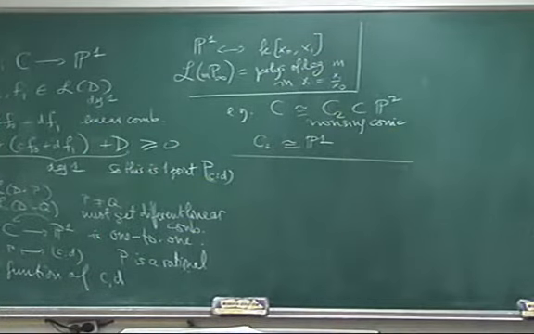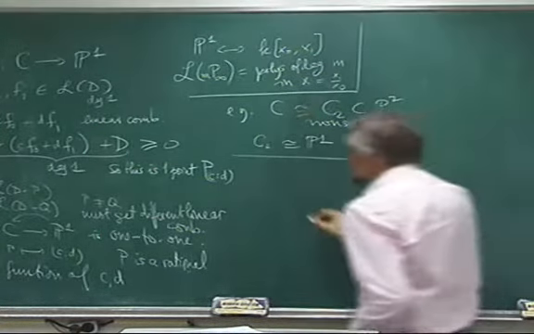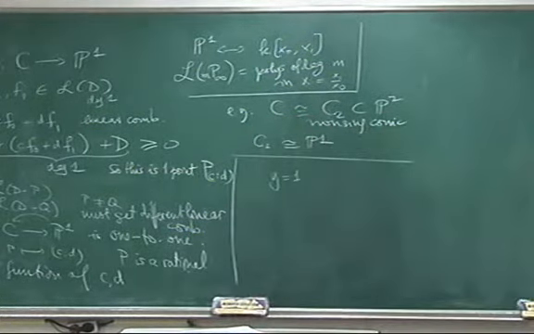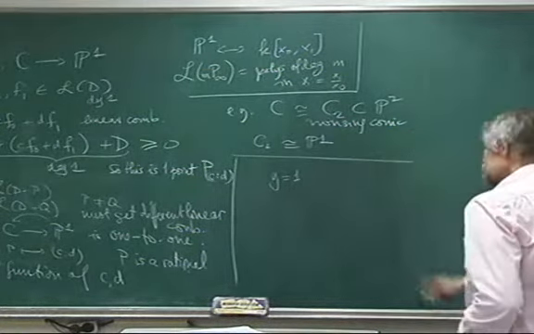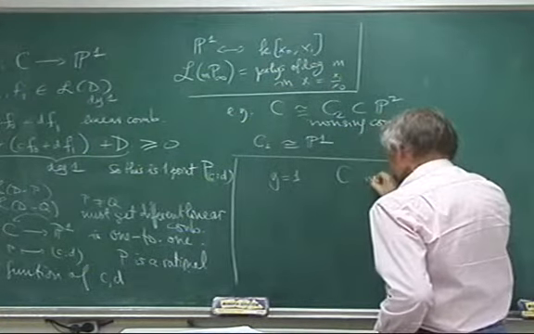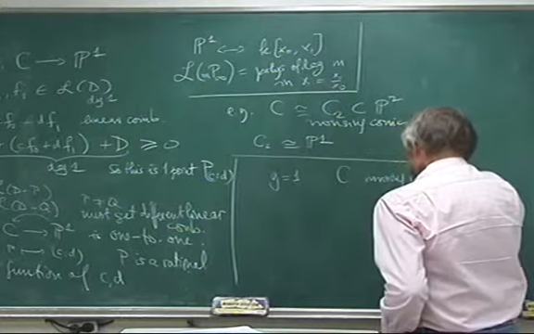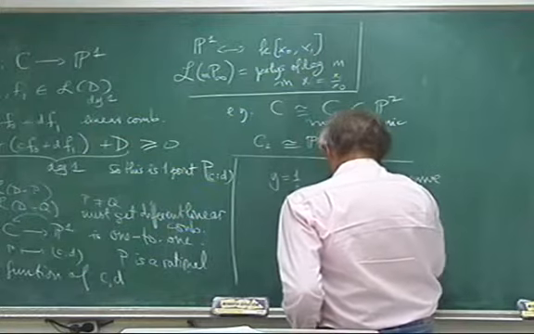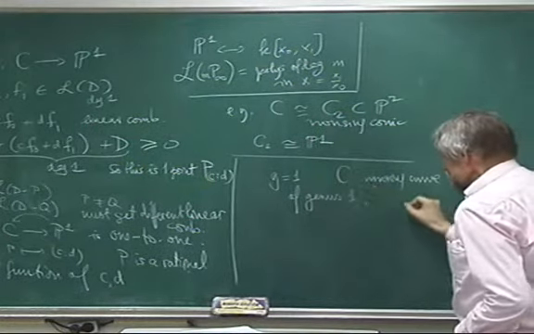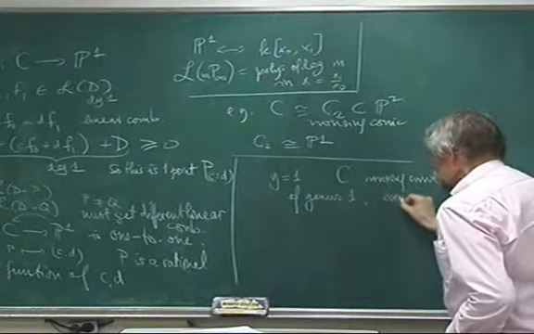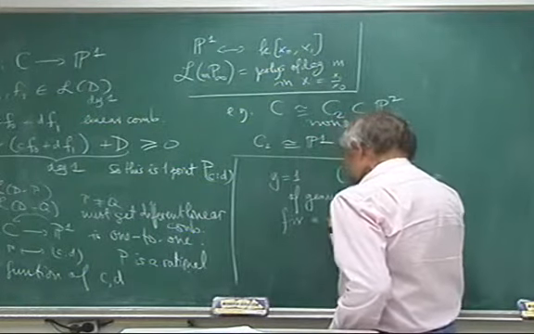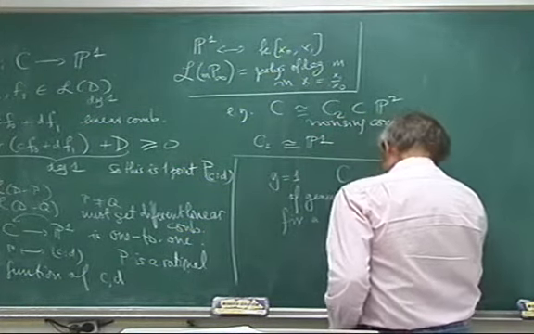Okay, now let's go on to genus 1, and again here is this really very neat description of the group law on an elliptic curve. So let me take C, a non-singular curve of genus 1, and eventually I will need to fix a point 0 in C.